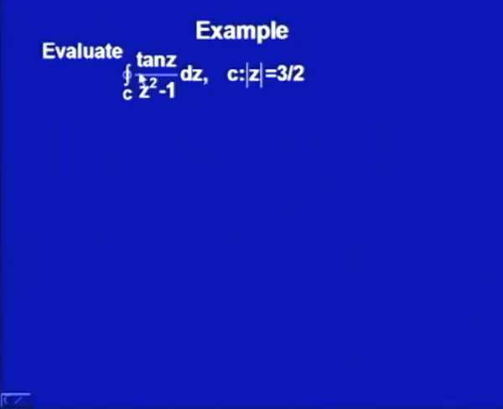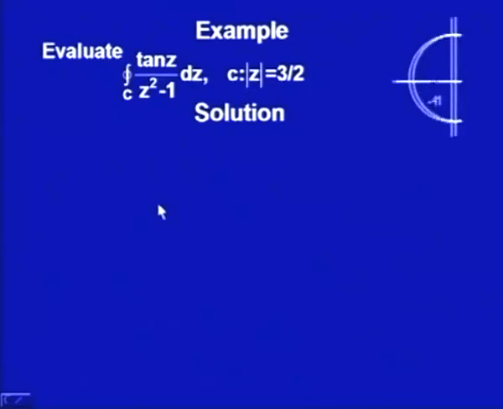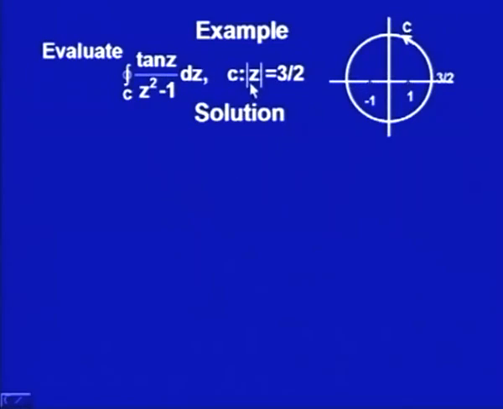Evaluation of the integral of tan z upon z square minus 1 on the contour C, where the contour C is the circle centered at 0 with radius 3 by 2. See how we are going to solve it. Let us first see what our contour is. Our contour is this circle with radius 3 by 2 centered at 0.